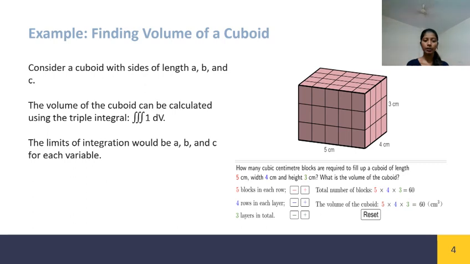Consider a cuboid with sides of length a, b, c. The volume of the cuboid can be calculated using the triple integration of 1 with respect to volume. The limits of integration would be a, b and c for each variable. Here a equals 3 centimeters, b equals 4 centimeters and c equals 5 centimeters.